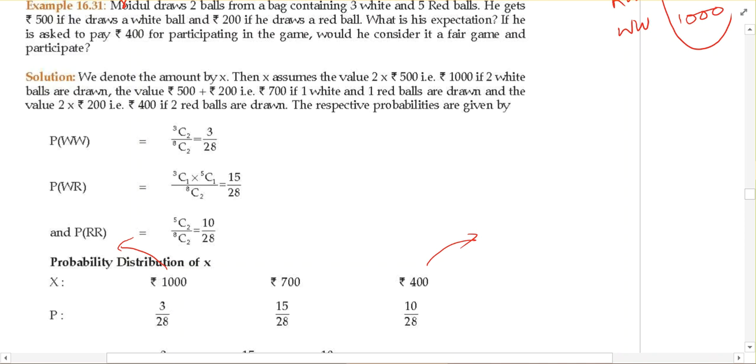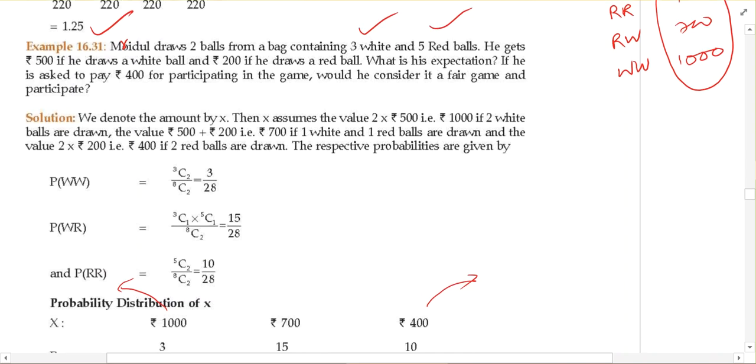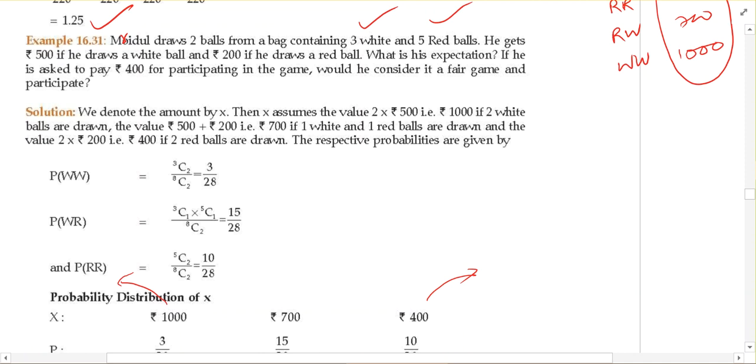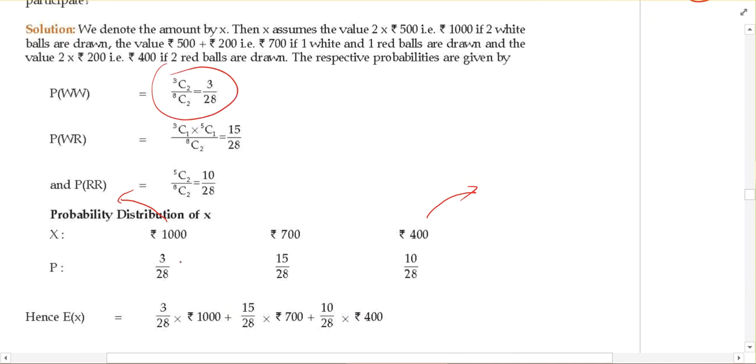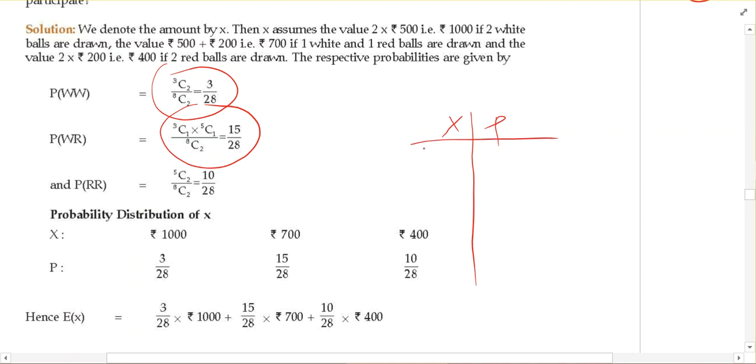But still, if we want to calculate, there are three cases: 400 rupees, 700 rupees, and 1000 rupees. 1000 rupees means both balls white. So 3C2 upon 8C2, that is 3 by 28. One red and one white, so 3C1 into 5C1 upon 8C2, that is 15 by 28. Both red, that is 5C2 by 8C2, that is 10 by 28. These three are the probabilities. This is our probability distribution. We can write it like this: x and p. 1000, 700, 400, 3 by 28, 15 by 28, and 10 by 28.